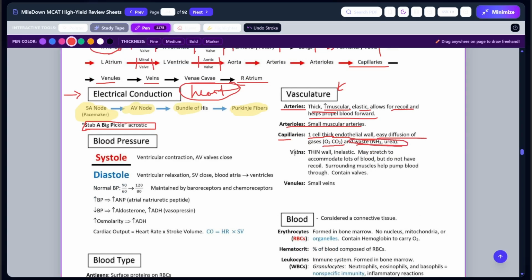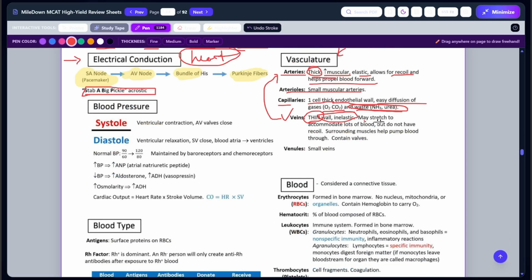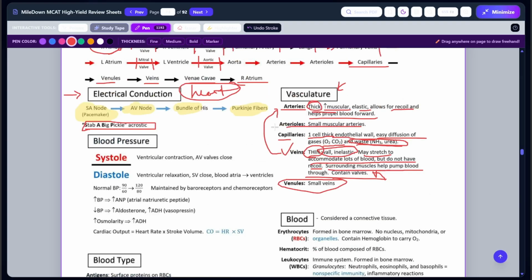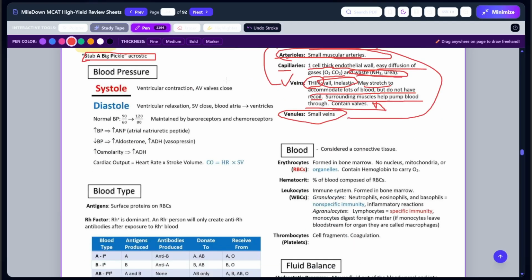Veins are thin. Opposite to arteries that are thick, veins are thin and they're inelastic, so they're opposite. They may stretch to accommodate lots of blood, but they don't have recoil. Surrounding muscles help push blood through, and they contain valves. They also have valves. And venules are just small veins, like arterioles describe small arteries. So yeah.